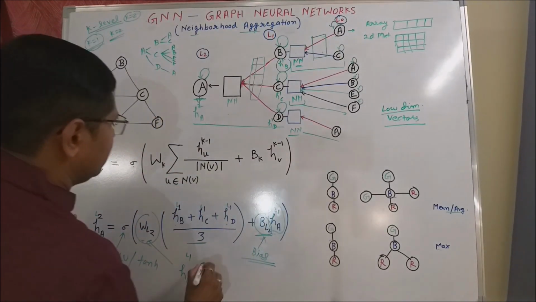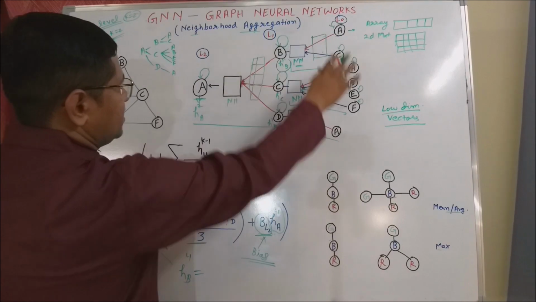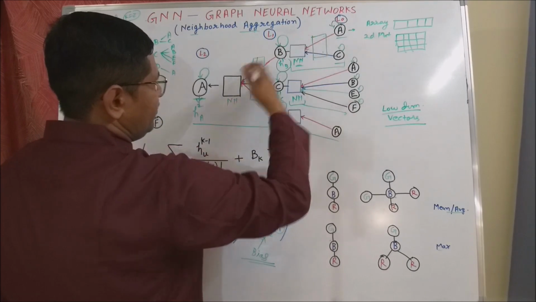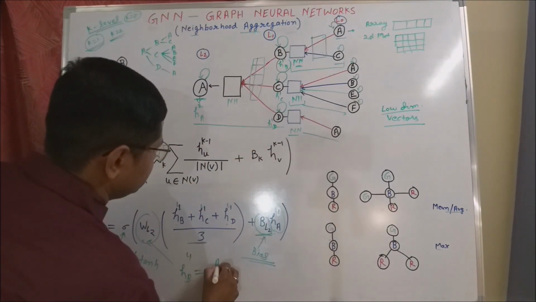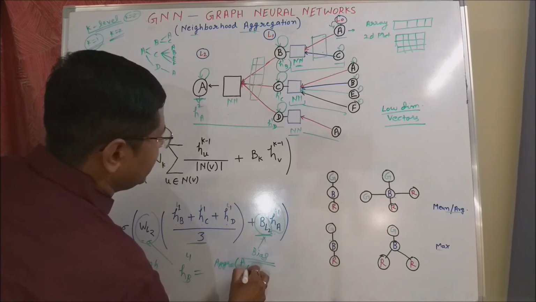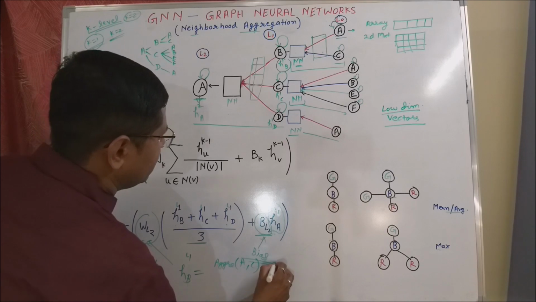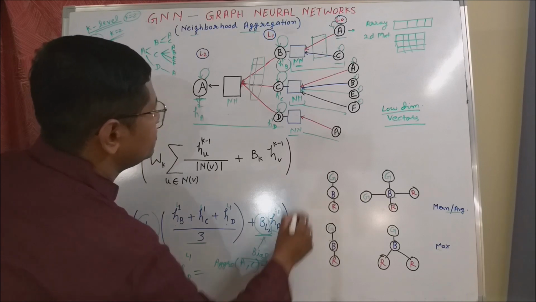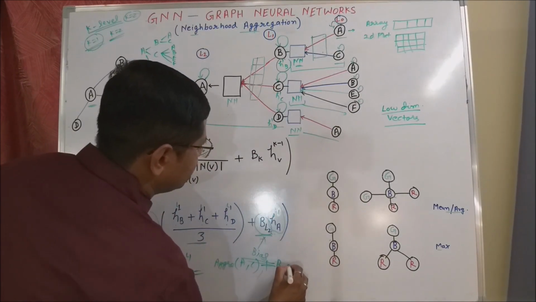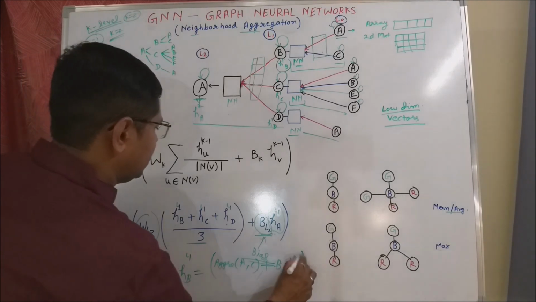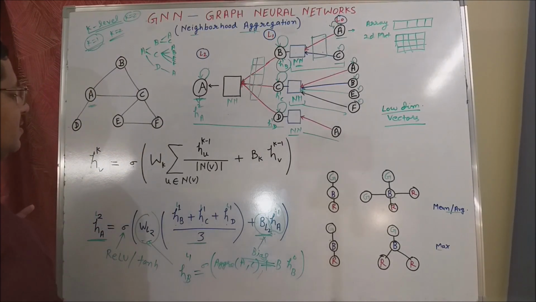Here it will be the aggregation of the input that we are getting through A and C, plus the bias on node B, or we can say HB0, and then we apply some sigmoid function like that.